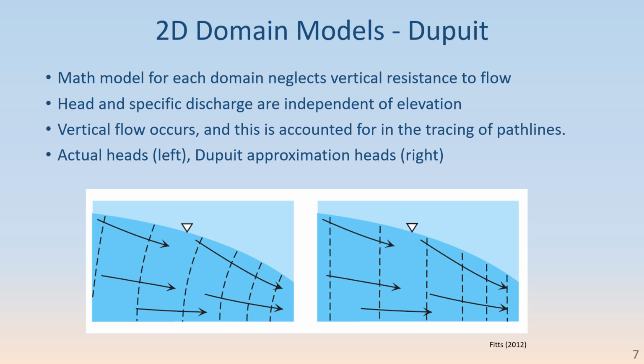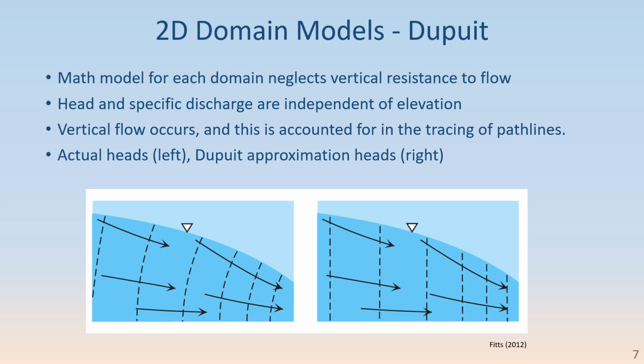In Anaqsim and in almost every other AEM modeling software that's available, the models are 2-dimensional within each domain. And that is achieved by neglecting the vertical resistance to flow. So you're accounting only for the horizontal resistance to flow within the domain itself. And when you neglect the resistance to vertical flow, there are no vertical gradients perpendicular to the plane of the model. And the heads and the specific discharges are independent of elevation.